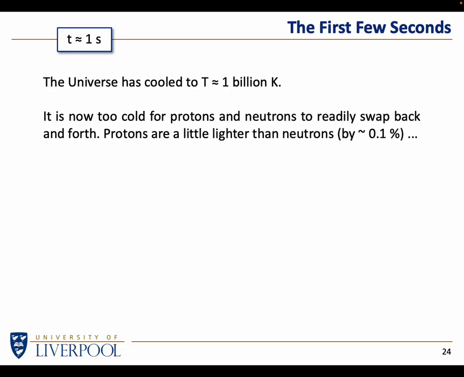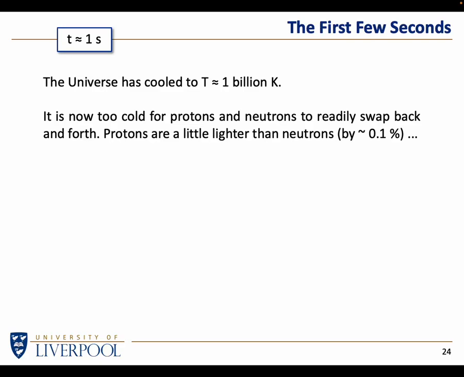Now we know that protons are a little bit lighter than neutrons by about 0.1%. How do we know that? Because we can measure it in the lab here and now. And remember, the laws of physics we believe are immutable. So if protons are lighter than neutrons now, then protons were lighter than neutrons 13.8 billion years ago. And they will be 1 trillion years from now. That is a fundamental property of these particles. They can't just choose to be any mass they like.